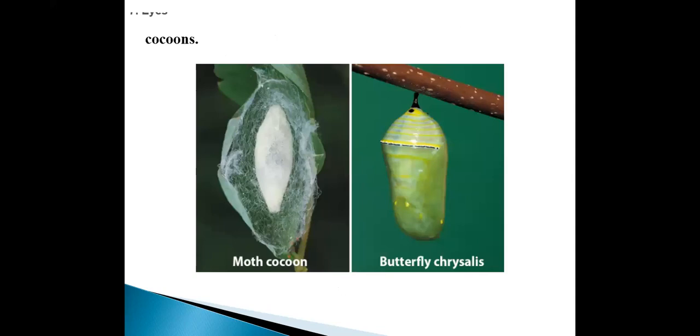And how to differentiate the cocoons and chrysalises of these insects. You can see the moth's cocoon looks like this, a very common structure. I hope everybody would have noticed this in your home. It will be on the ceilings, at the corners of the home. And butterfly chrysalises are always found on the plants, and this butterfly will not hatch inside the home. So this much you can differentiate, and the structure is also different.